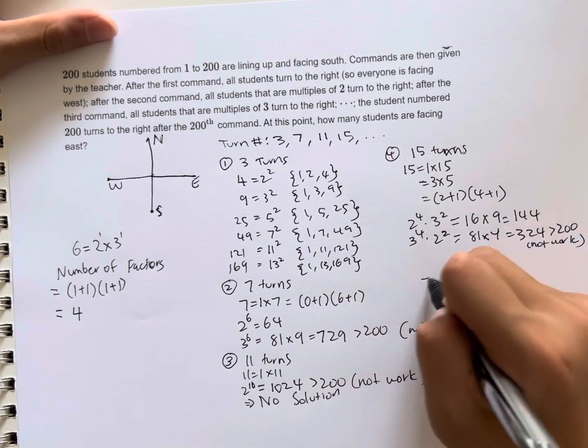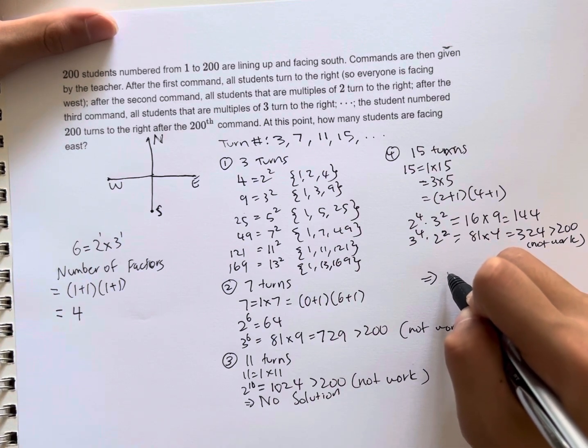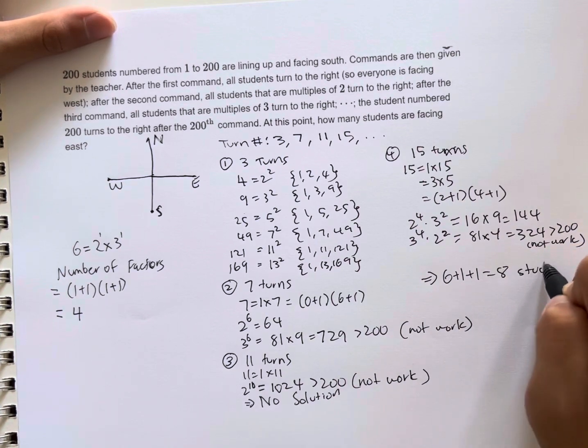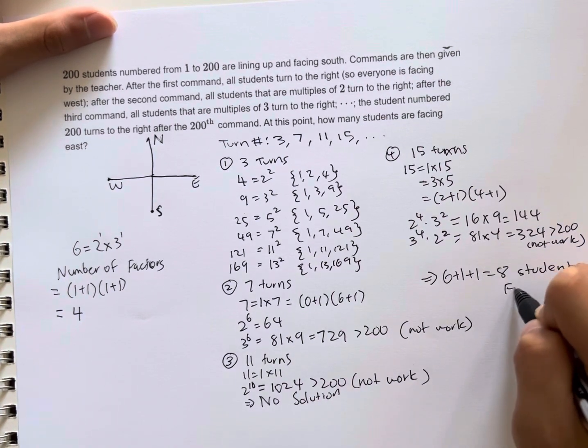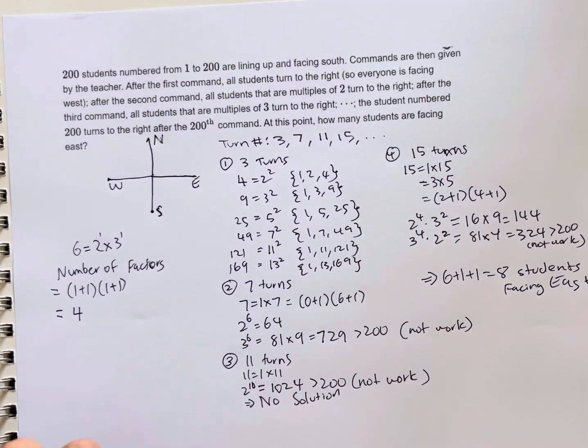So then, you'll get that it will be 6 plus 1 plus 1 equal to 8 students facing east. And that is how you solve this problem.